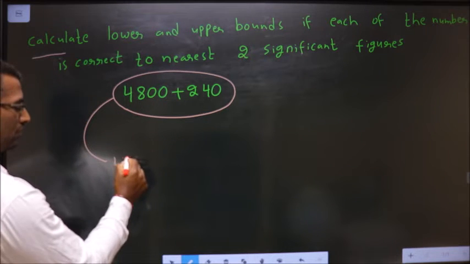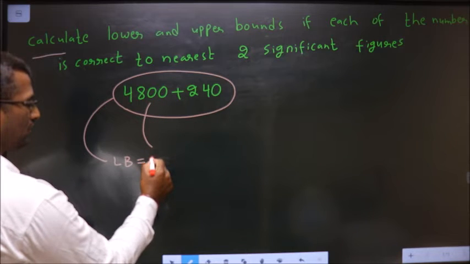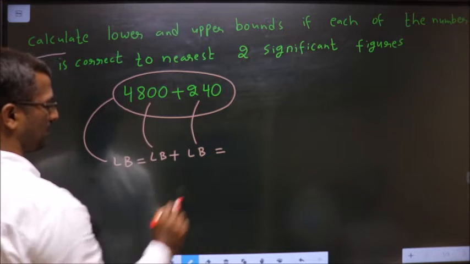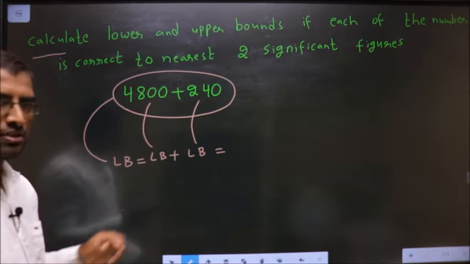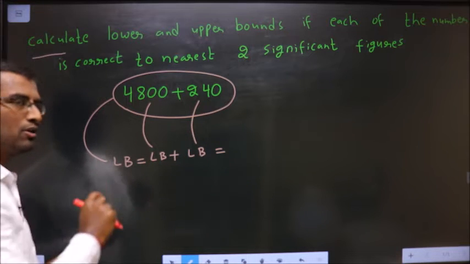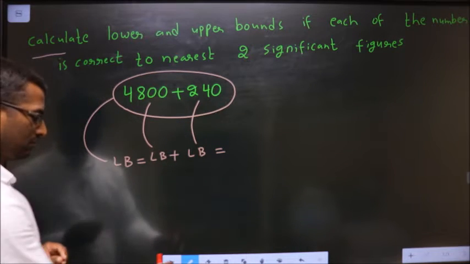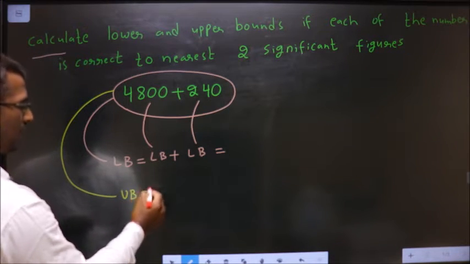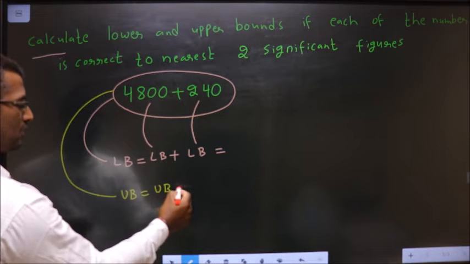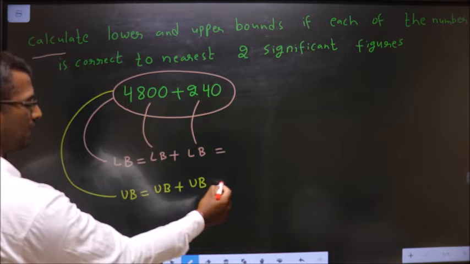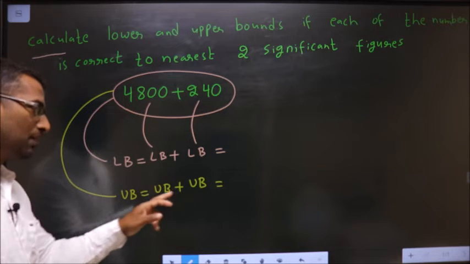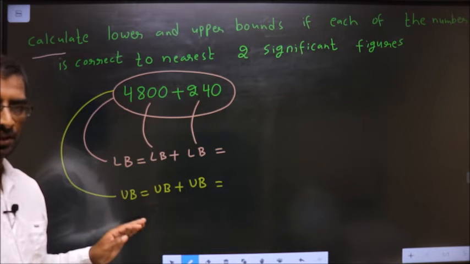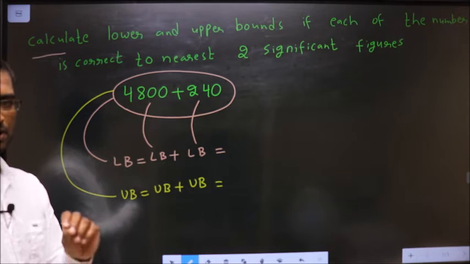To get the lower bound, you should take the lower bound of this and also the lower bound of this. Here you are doing addition, so both lower, the result will also be lower. Now, to get the upper bound, I should take the upper bound for 4800 and also the upper bound for 240. Addition, both upper, result will be upper. Both lower, the result will be lower. Clear? Now let us find the lower and upper bound for each of the numbers.